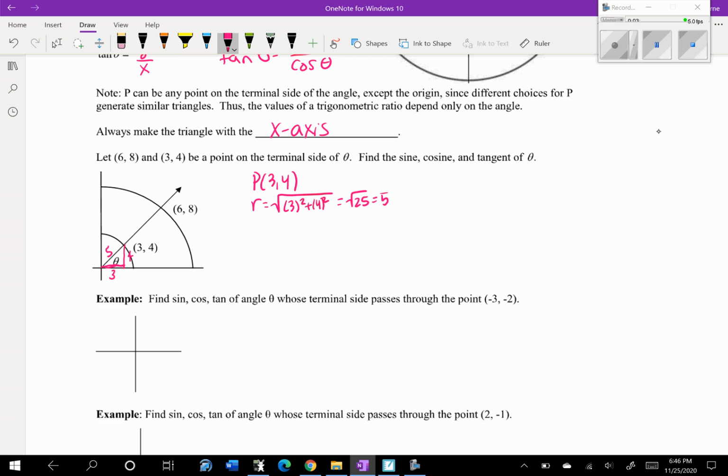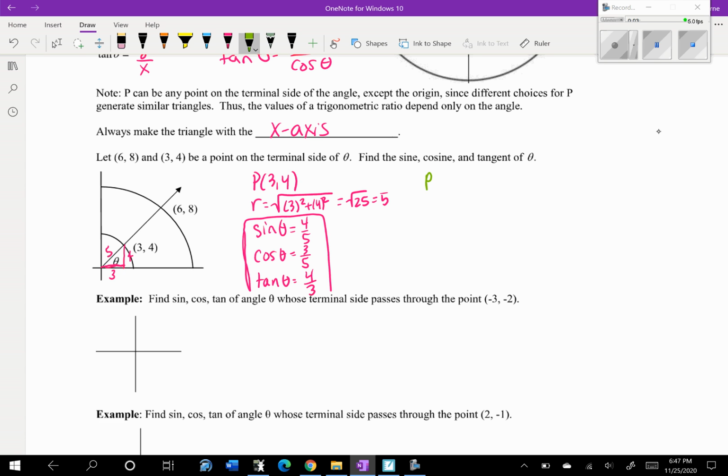So the sine of theta, of course, is equal to opposite over the hypotenuse, so 4/5. The cosine of theta would be equal to adjacent over hypotenuse, so 3/5. And the tangent of theta we know is sine over cosine, or in this case, with the triangle, opposite over adjacent, so 4/3. So that is for the point, again, (3, 4).